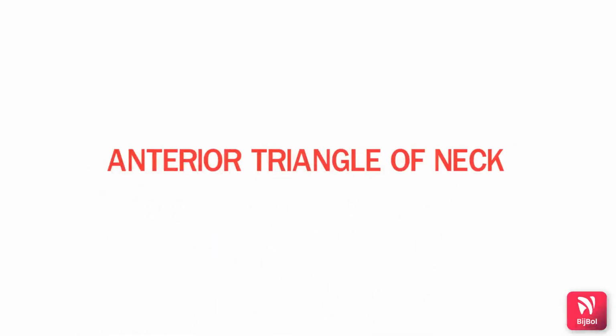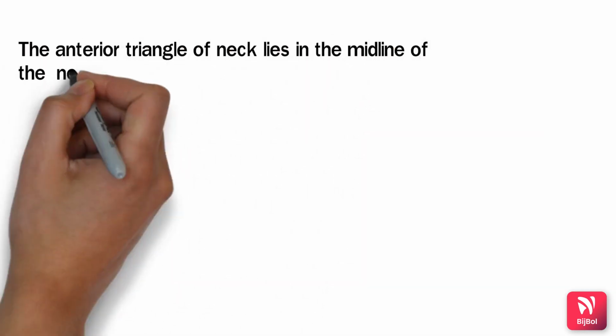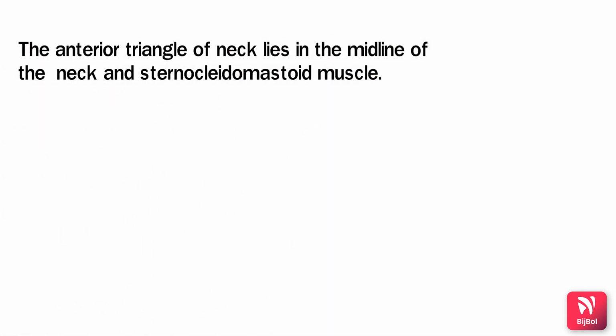The topic for discussion is the anterior triangle of the neck. The anterior triangle of the neck lies in the midline of the neck and the sternocleidomastoid muscle. So where does the anterior triangle lie? It lies in the midline of the neck and between the sternocleidomastoid muscle.